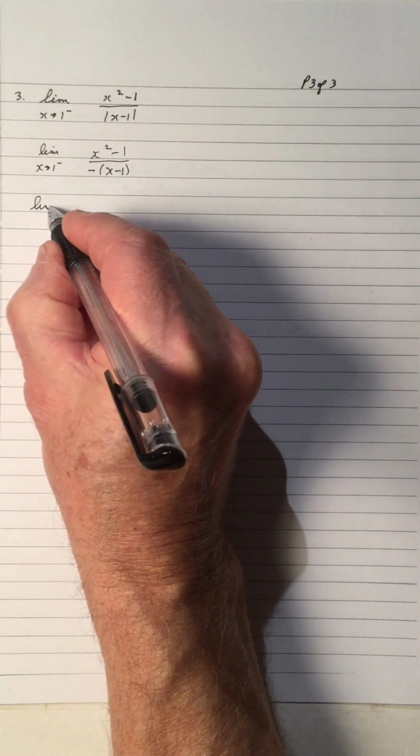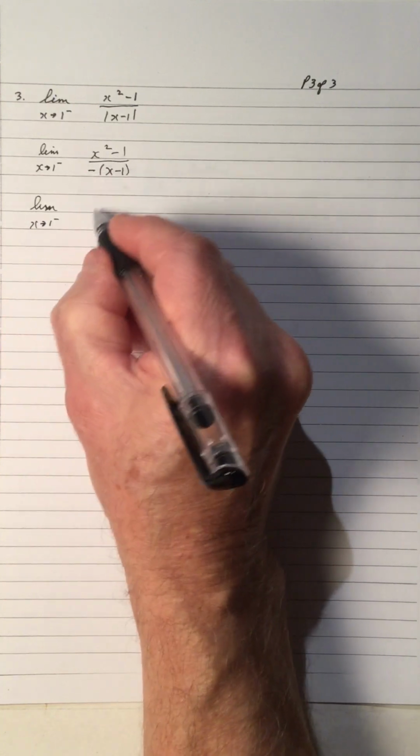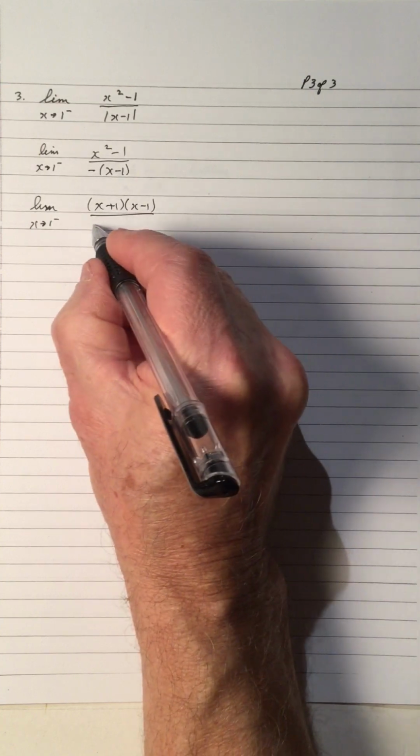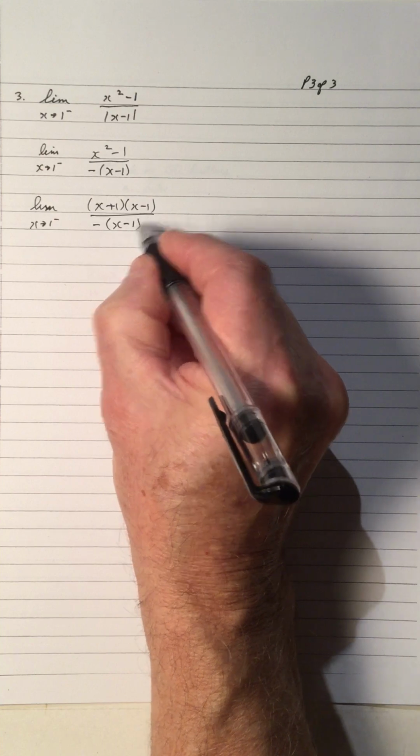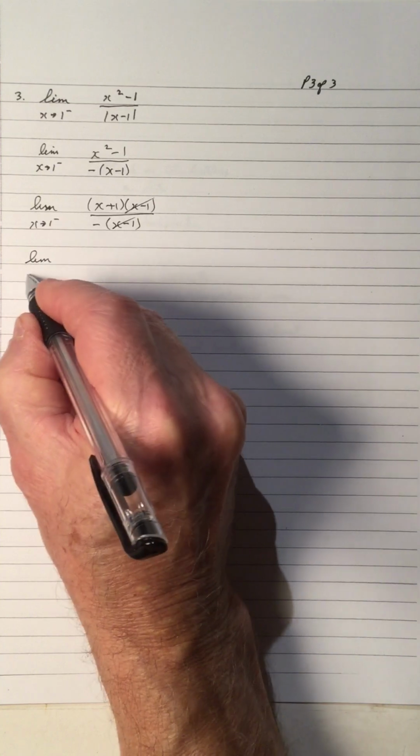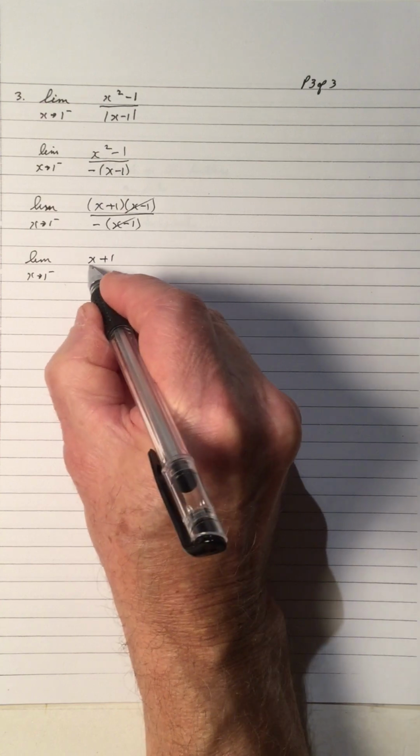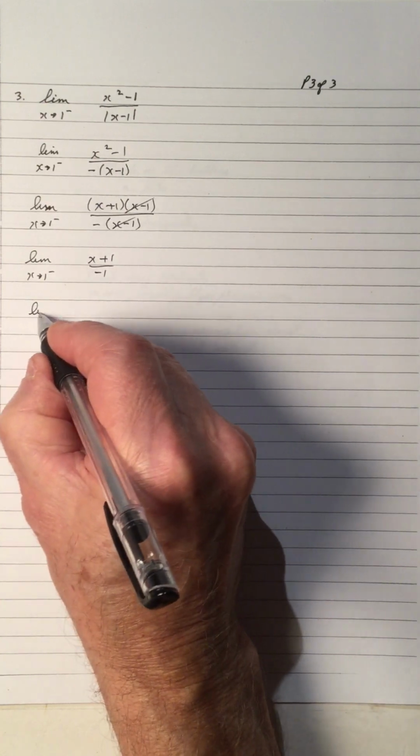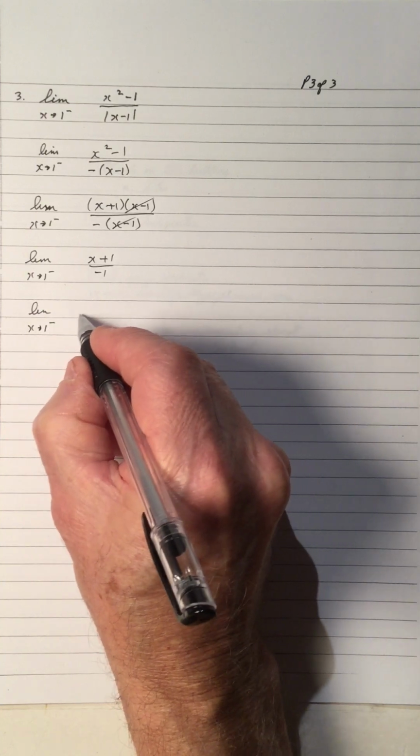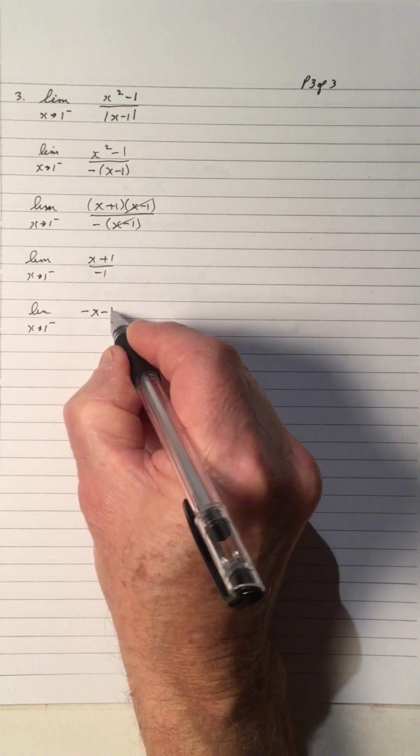And so let's factor that quadratic and see what happens. X squared minus 1 is the difference of 2 squares. It's x plus 1, x minus 1. And that's the negative of x minus 1. And we simplify this, the x minus 1's cancel out. So I get the limit as x approaches 1 on the negative side of x plus 1 divided by negative 1. And so that's the limit as x approaches 1 on the negative side. Divide negative 1 into x and plus 1, we get a negative x minus 1.